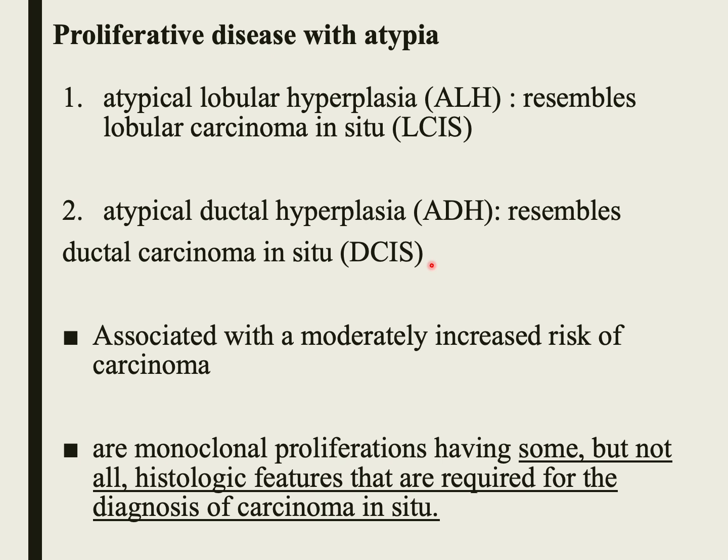So what's the difference? The difference is that those lesions have some of the histologic features that we use to diagnose carcinoma in situ, but not all of them. So the atypical lobular hyperplasia shows some of the features that we use to diagnose lobular carcinoma in situ, but not all of them. That's why we placed those lesions in this category. Same thing for the atypical ductal hyperplasia. Those lesions show some, but not all, of the histologic features that are required to diagnose ductal carcinoma in situ. Again, those lesions are monoclonal, precancerous, associated with a moderately increased risk of carcinoma.